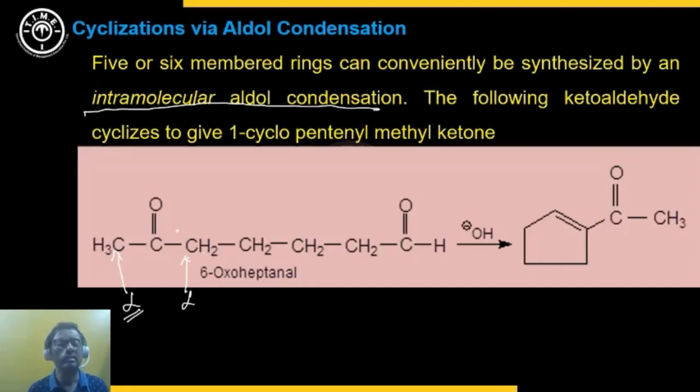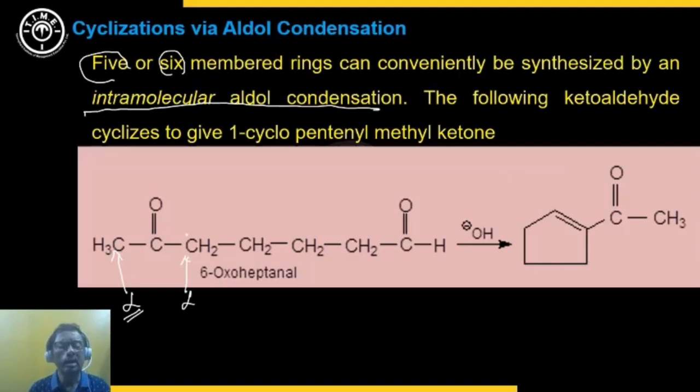You can number the carbons here: the CH3 carbon is 1, 2, 3, 4, 5, 6 and then 7. The carbonyl of the aldehyde is the 7th carbon, so you get a 7-membered ring. A 7-membered ring is not very stable. In fact, its formation itself is difficult. So a 6-membered or a 5-membered ring, that is what we wrote here, will be formed easily, right?